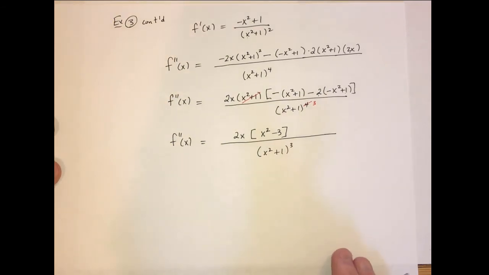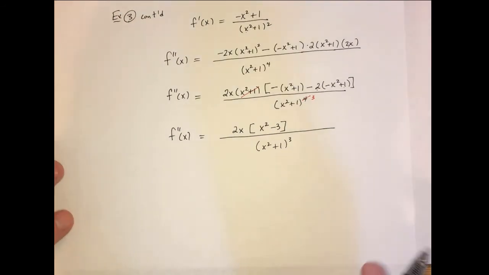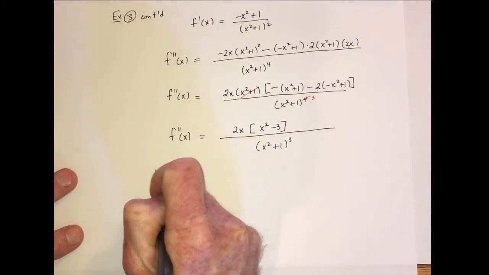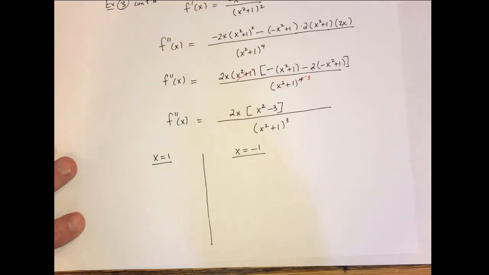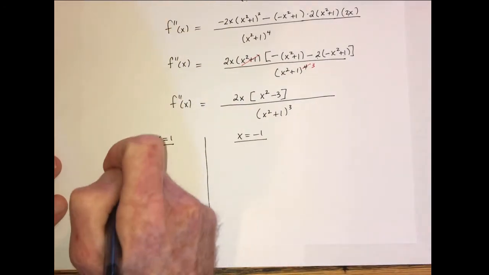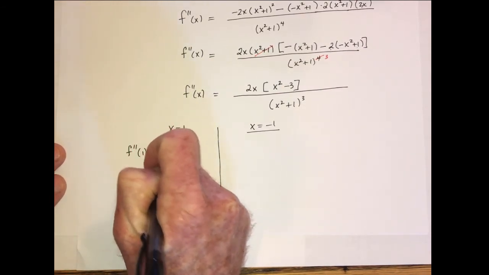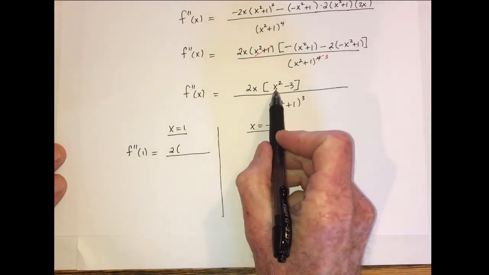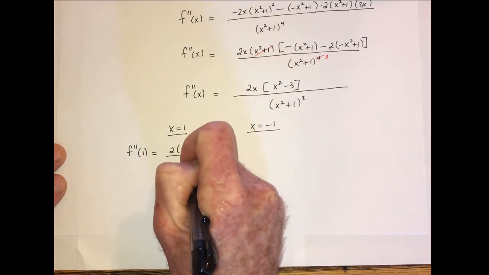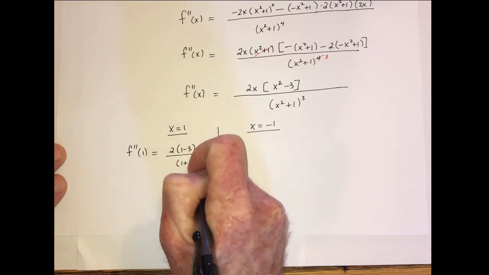Okay, now we just need to know, is the second derivative positive or is the second derivative negative? So if you remember, we got x equals positive 1 and x equals negative 1. So I need to test those two. So if x equals positive 1, it's going to be the second derivative at positive 1 equals, so this would just be 2 times 1. This would be 1 minus 3. And then this would be 1 plus 1 cubed.